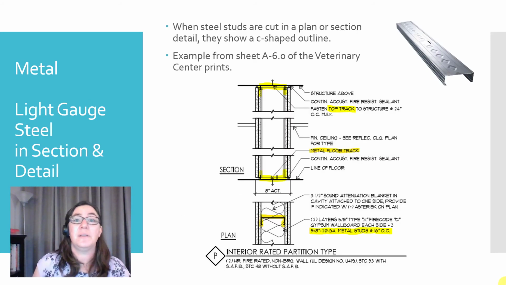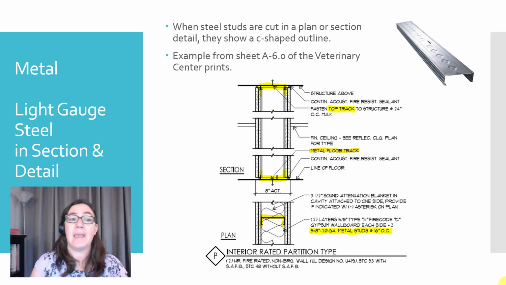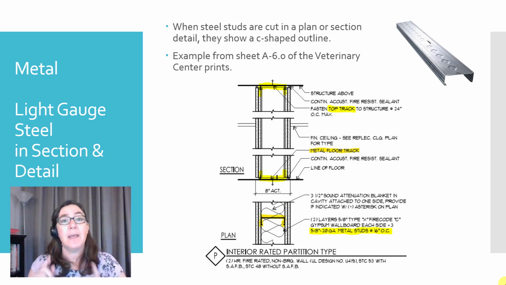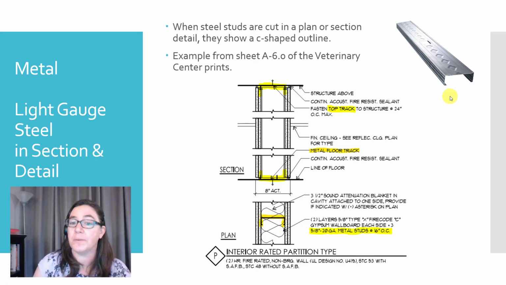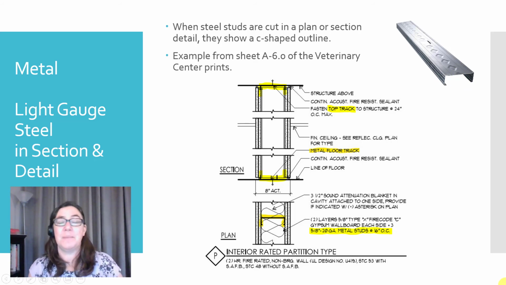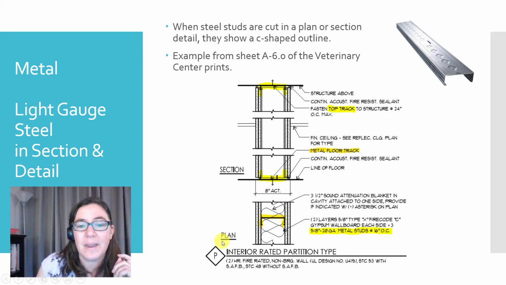But these light gauge steel studs have a very distinctive outline when they're cut in a plan or a section detail, and they show kind of a C-shaped. It looks like this. I put a photo on here for you so you can see that they form a C shape. Because they're so thin, it's actually fairly hard to see them on your details. Let's take a look at this example from the Veterinary Center print set. All right, and looking down here at the plan detail, that's going to be this area right here.